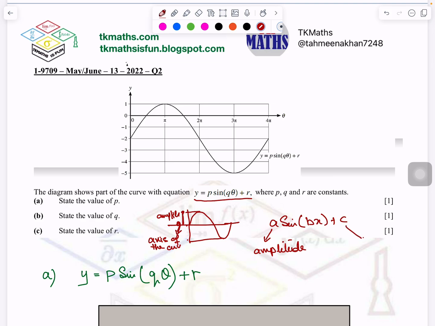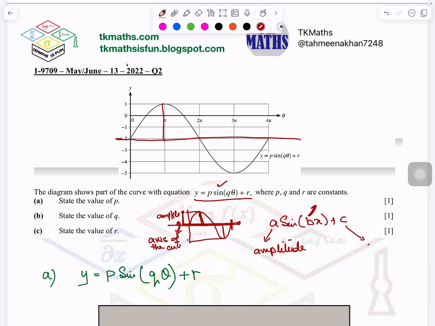So this c is my axis of the curve, which is here. And b tells you how many cycles you will have within 360, because the cycle period of sine is 0 to 360. So let's start one by one. This graph is sine, because it is obvious from the trigonometric equation and from the sketch also. So which line is the axis of the curve, above and below which the heights of the maximum and minimum points are the same?